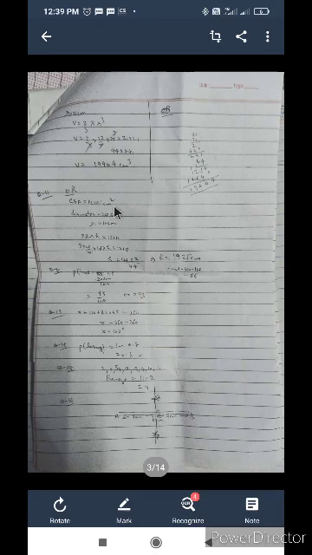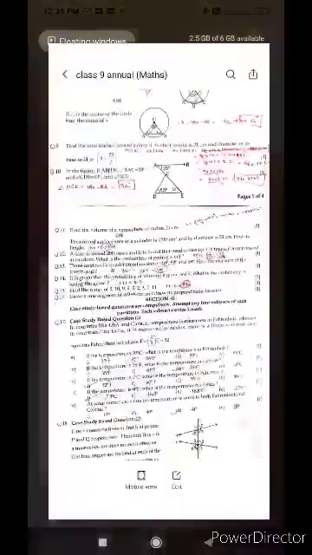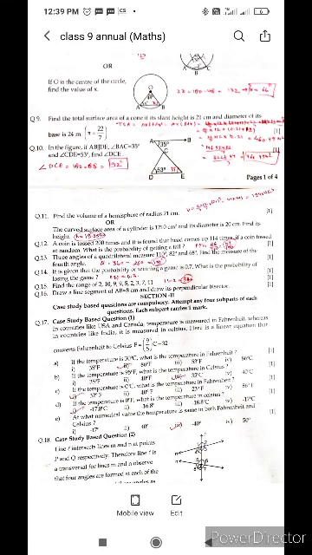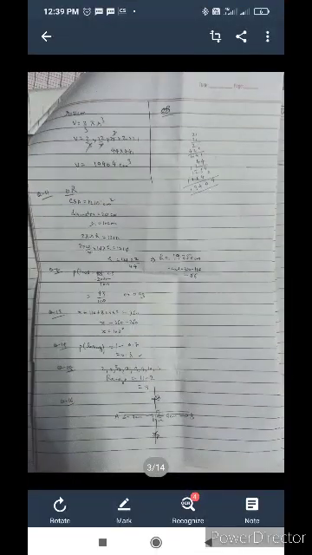The same question is there, na? Curved surface area was given 1210 centimeter square, diameter is 20 centimeter. We have to find the height. Same question. So curved surface area is 1210 centimeter square, diameter is 20 centimeter, radius will be half of that, 10 centimeter. So formula of curved surface area, 2 pi RH is equal to 1210.